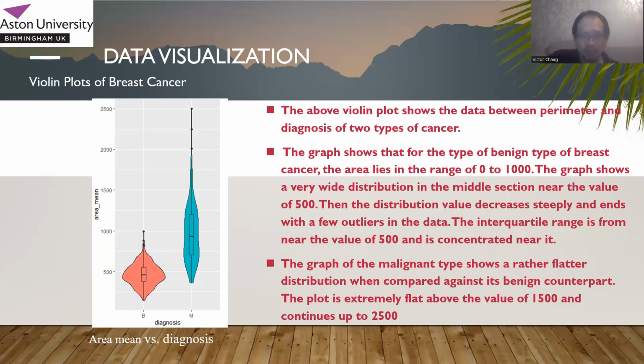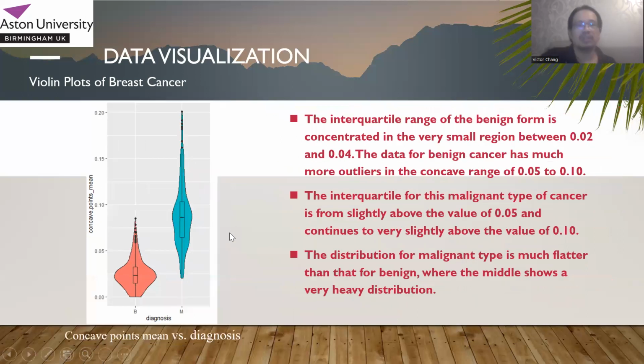The interquartile range is from near the value of 500 and concentrated near it. And the graph for the malignant type shows a rather flatter distribution when compared against its benign counterpart. The plot is extremely flat above the value of 1,500 and continues up to 2,500. As you can see, it goes all the way up to 2,500, and there are quite a lot of outliers, very extensively, and the middle range is huge as well.